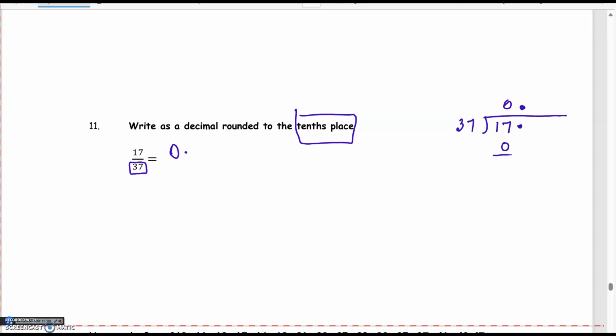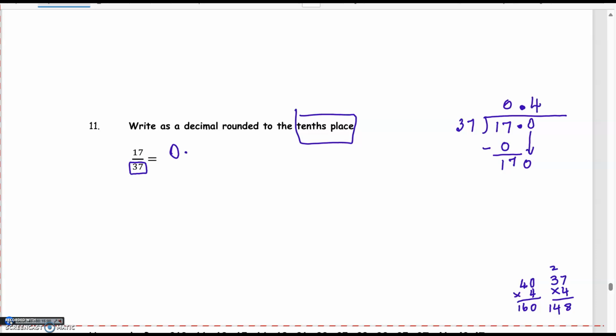37 goes 0 times into 17 because 17 is less than 37. Bring the 0 down. So we have to find out how many times 37 goes into 170. Now 37 is pretty close to 40. So if we go 40 times 4, that's an easy one. 4 times 4 is 16. Just add a 0. So if it is 37, it would be 37 times 4. 7 4s are 28. 4 3s are 12, 13, 14.